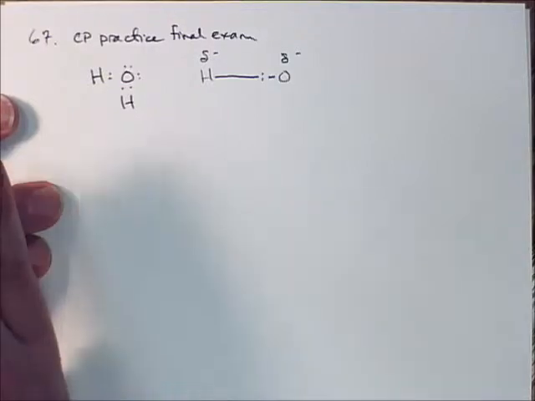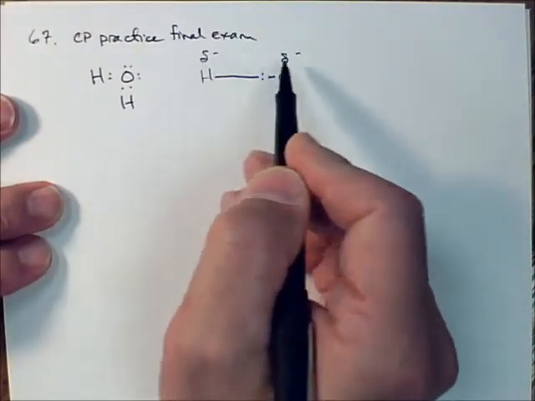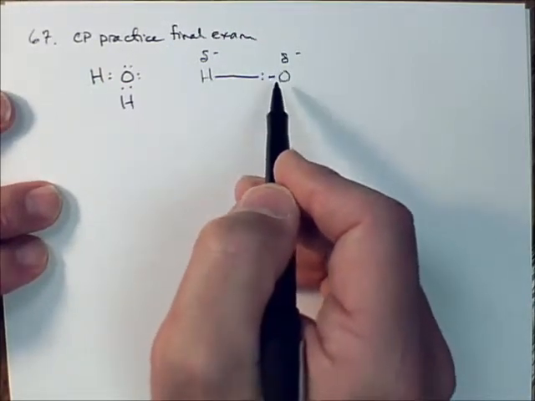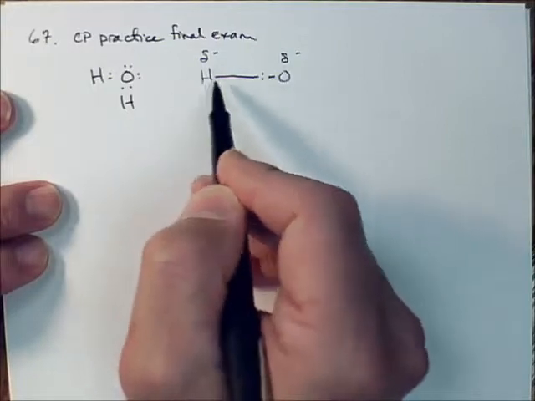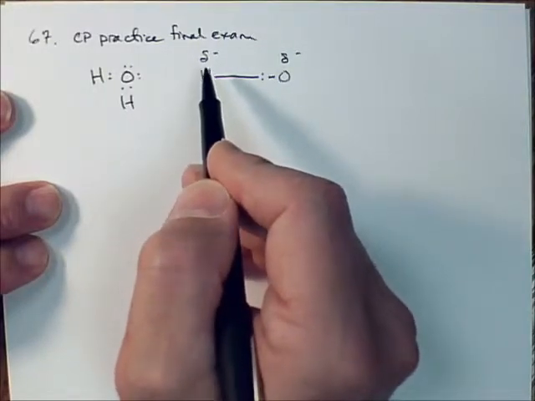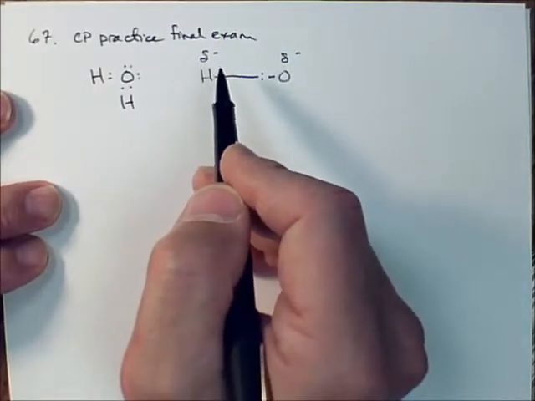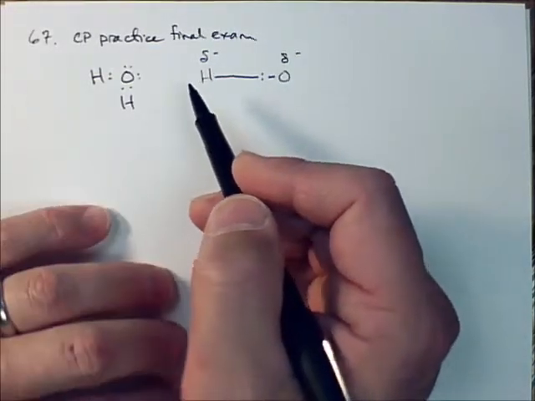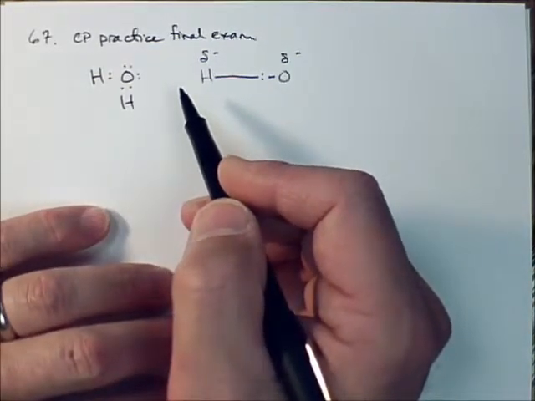So by definition, a polar bond, one in which you have an uneven sharing or arrangement of electrons, that is, the density of electrons is greater over here than over here. By definition, that's what a polar bond is. A polar bond is one in which the electrons are shared unevenly. Does that make sense?